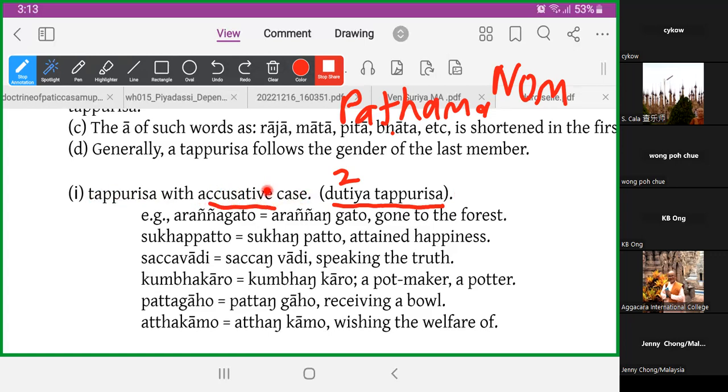Accusative case refers to the case ending of the first member, which is M dot here, M dot here, M dot here, right? There are a few ways you write it. You can see now it's written like this, but actually this is the same as the M dot, or M with a dot underneath. So remember this, the name is Dutiya Tappurisa. This is the Pali name for this.